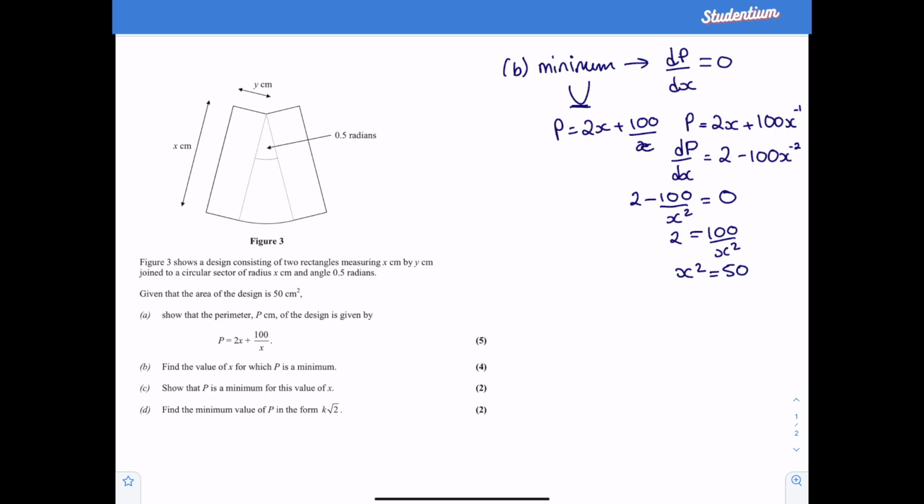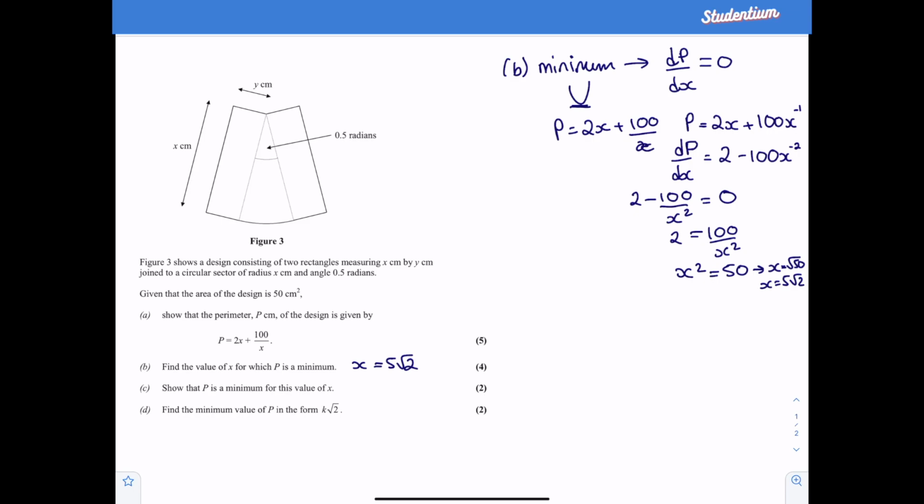And then finally, x would equal the root of 50, which you could simplify down a bit. You could say that x is equal to 5 root 2 if you wanted to. So that there is the value of x for which p is a minimum. And you might choose to put that into the calculator to get a numerical value for that.